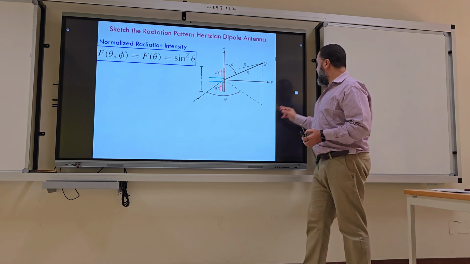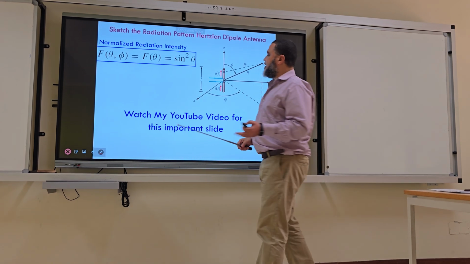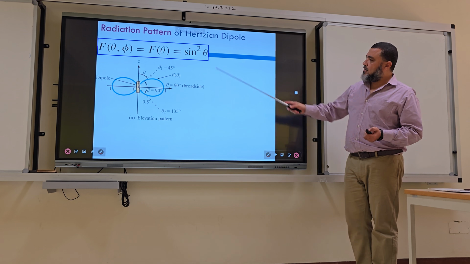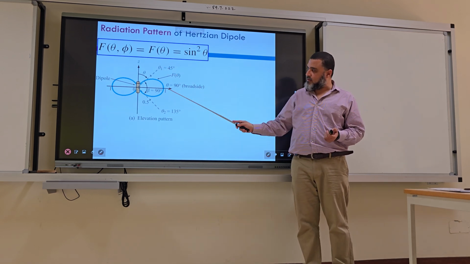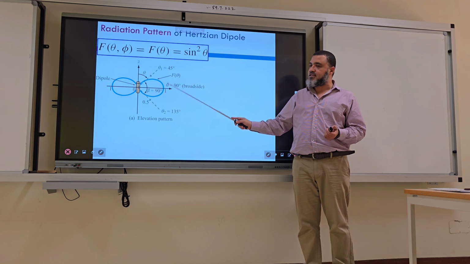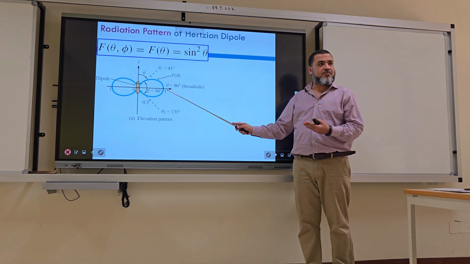What about if I go in the XY plane? Are you following with me, Shabab? What I did here is that if you take this equation and sketch it in the YZ plane, this is what you will get. In the XZ plane, this is what you will get. In any vertical plane where phi is constant, you will see the same thing.